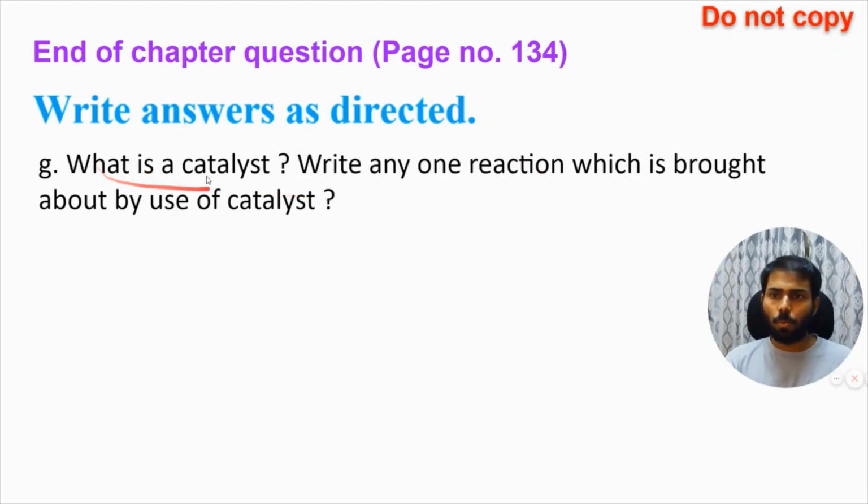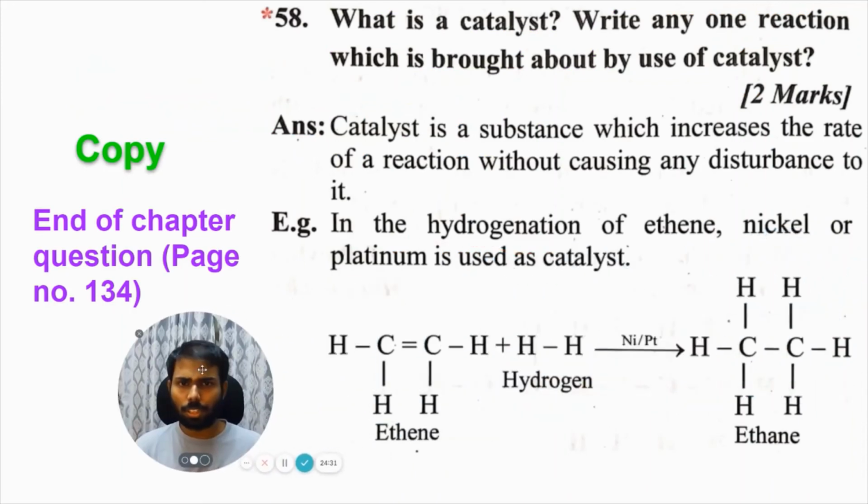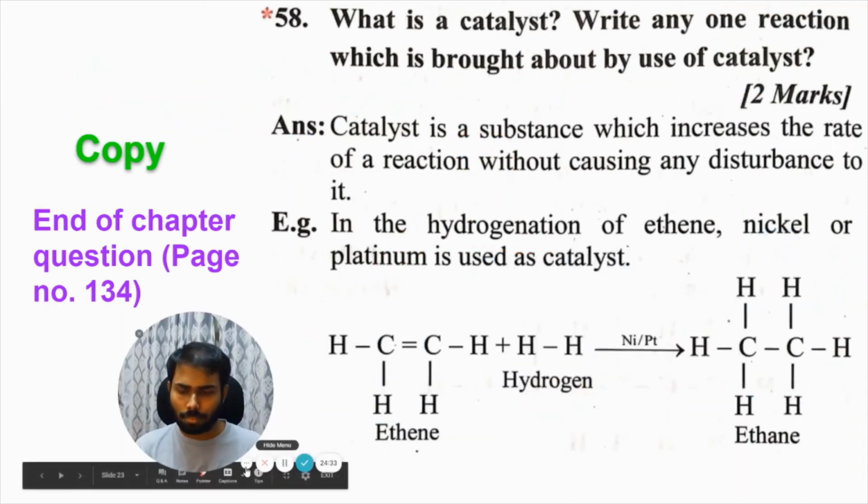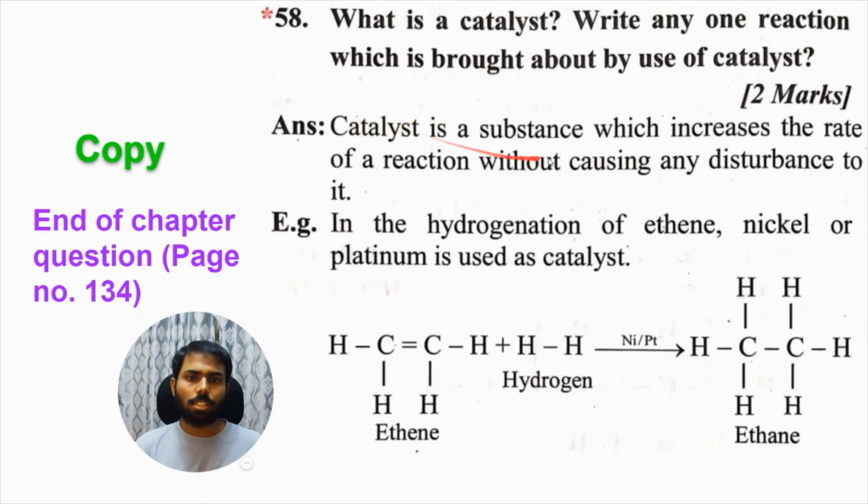Catalyst. So what is catalyst? Write any one reaction which is brought about by use of catalyst. Again, we have seen catalyst so many times, we have seen so many reactions which use catalyst. So what is catalyst? Catalyst is a substance which increases the rate of a reaction without causing any disturbance to it. Okay, so वो केमिकल रिएक्शन में पार्ट नहीं लेने वाला है, बट क्योंकि कैटलिस्ट है, उसके प्रेजेंस की वजह से उसका स्पीड इंक्रीज होने वाला है.